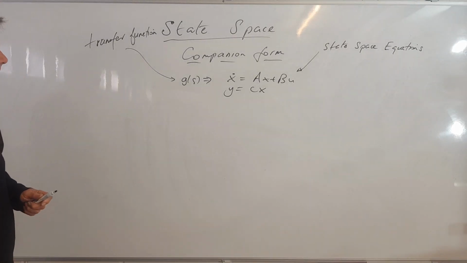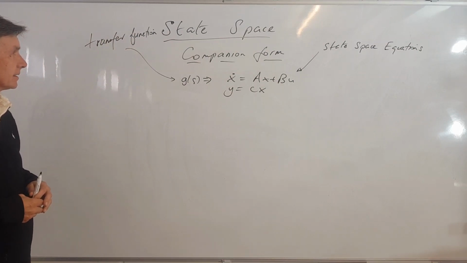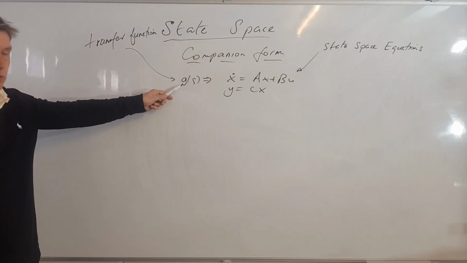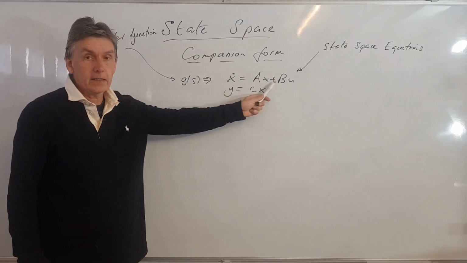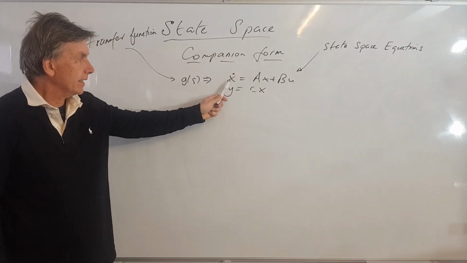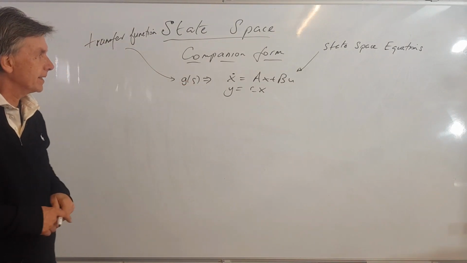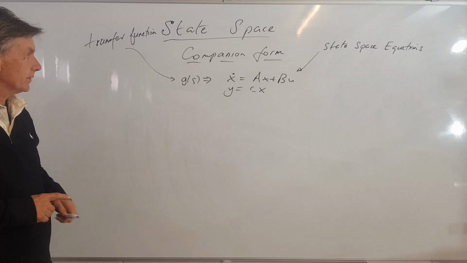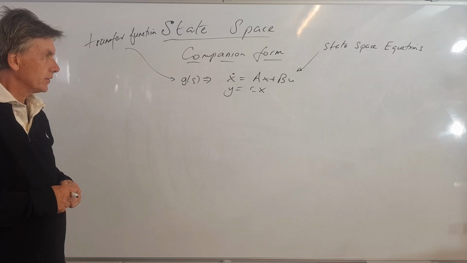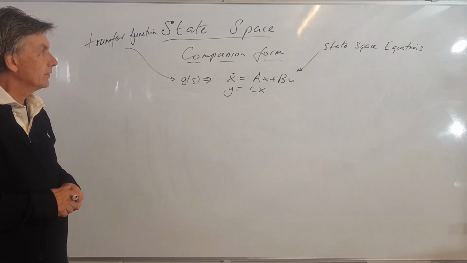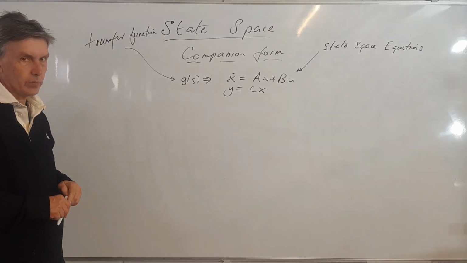Afternoon. This little revision lecture is on state space, and the first part of state space is that we can start with a transfer function G(s), and we have to convert it into some state space equations. The form is x dot equals Ax plus Bu, y equals Cx, and these are called state space equations. Now, there are a variety of state space forms, but one that's particularly useful to know is the companion form. This is relatively straightforward and gives you a quick way of going from a transfer function to state space equations with minimal problems.